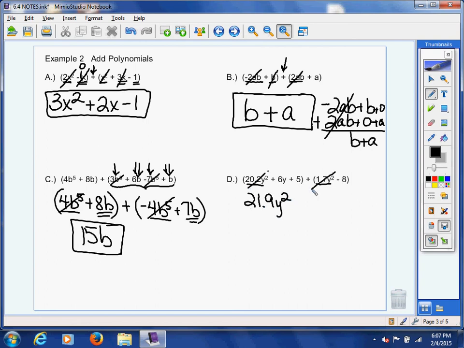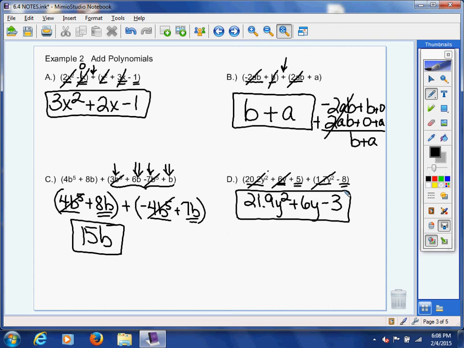Okay. I got a 6y, but that's the only one that's up there, so we'll just drop it down. It's positive, so put a plus sign there. And then we have some constant numbers here. What's 5 plus negative 8? You're right, negative 3. And there you go. That's as simplified as I can get there.